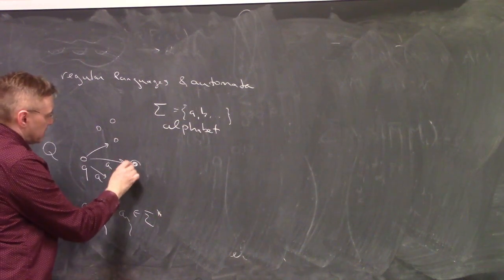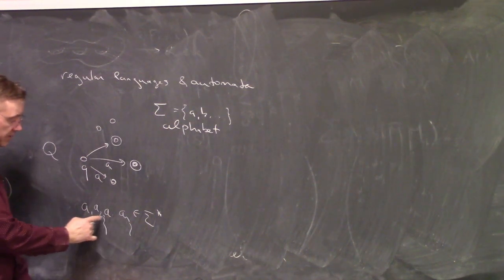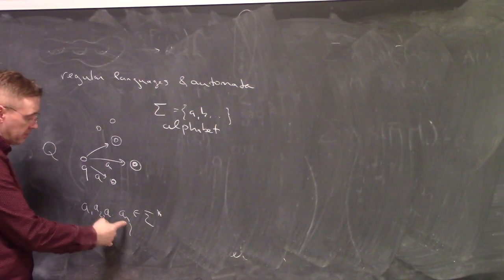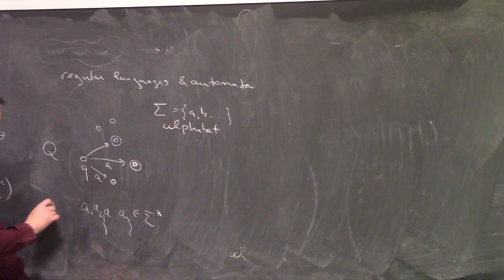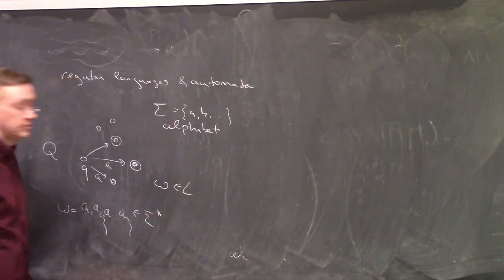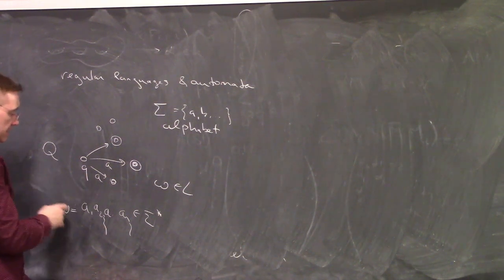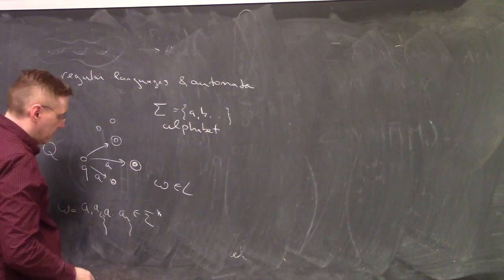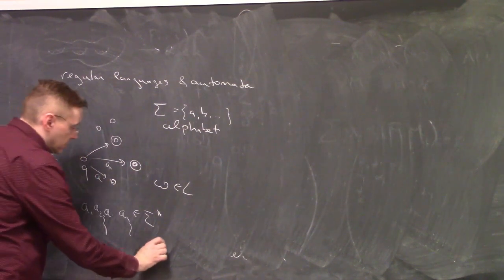Some states are accepting; you draw them with a double circle. If there is a way to jump and end up in an accepting state for a given word, you say that the word is in your language. So the word omega is in your language L. And if there is no way to start from the initial state and follow the allowed jumps for this word and end up in an accepting state, then omega is not in L.